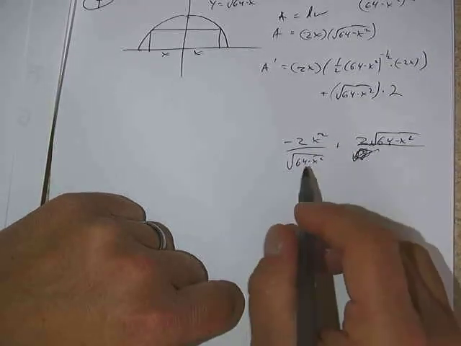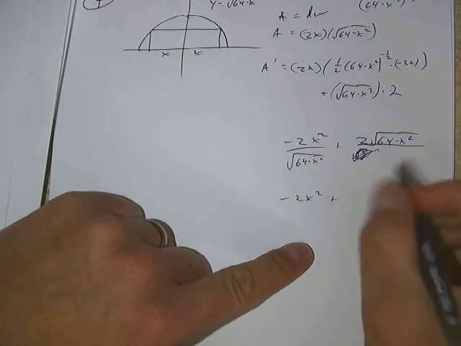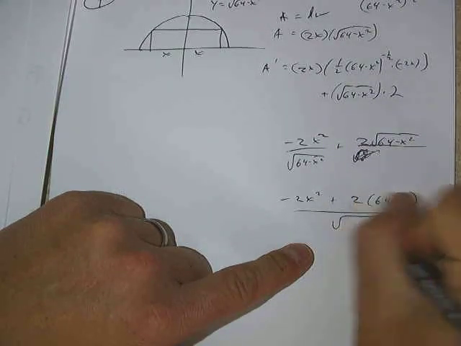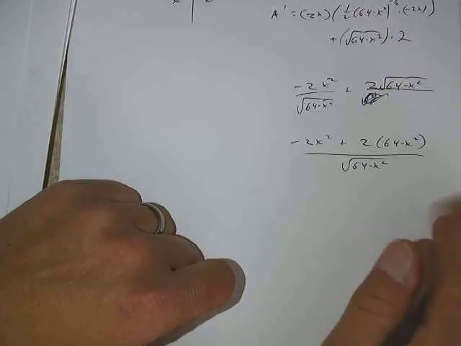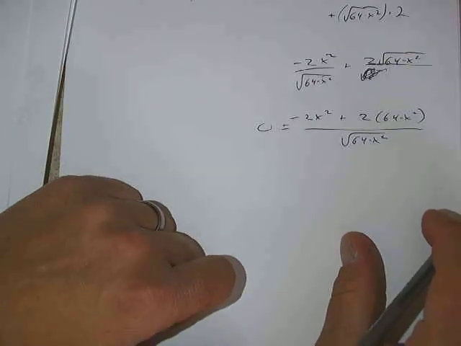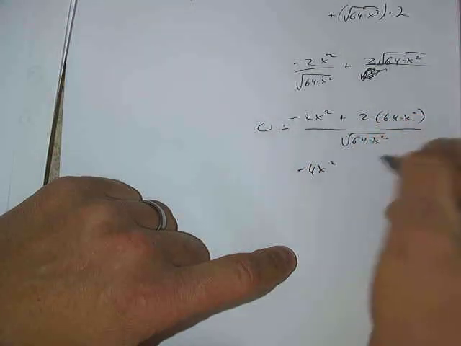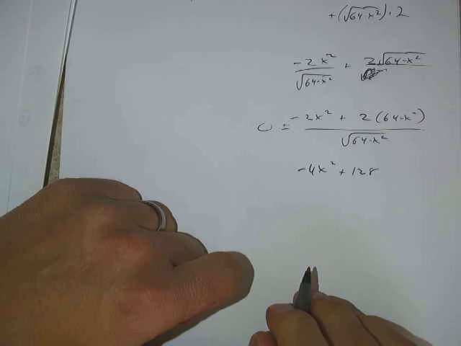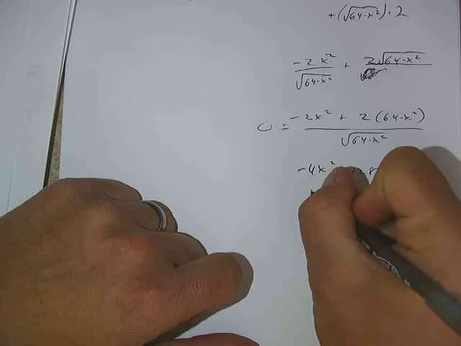Trying to get all that together here, the half and the 2 could cancel out, still have another 2 over here, so we'd have negative 2x on top, square root of 64 minus x squared on the bottom, plus 2 times, I should say, 64 minus x squared. That doesn't have the negative power on it. So these two would make negative 4x squared, but we have a half there, so negative 2. Actually, there's a square there too, so negative 2x squared, that is. And on the bottom, we put our square root.